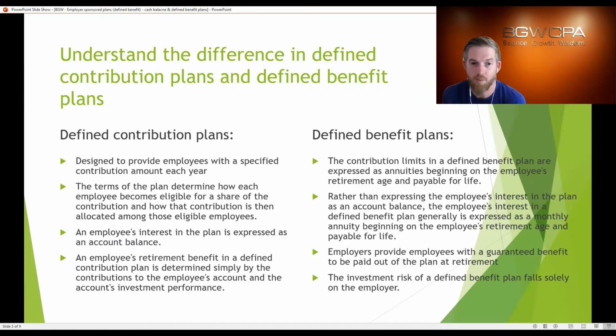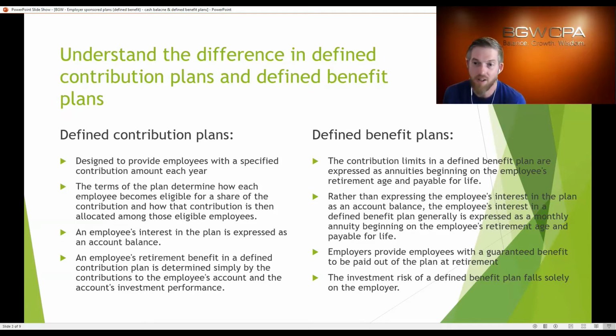An employee's retirement benefit in a defined contribution plan is simply determined by the total contributions to the employee's account and the account's investment performance over time. A defined benefit plan, again, like a pension, is expressed as an annuity beginning on the employee's retirement age and is payable for life. The calculation and the way that this works is the closer that somebody is to retirement, the more that will be funded into the defined benefit plan.